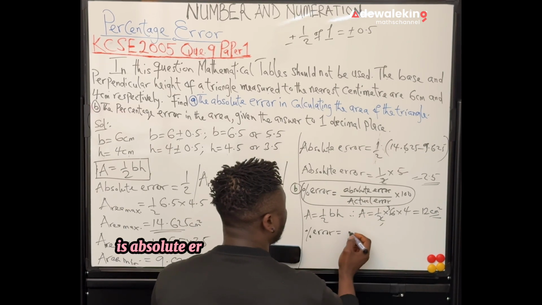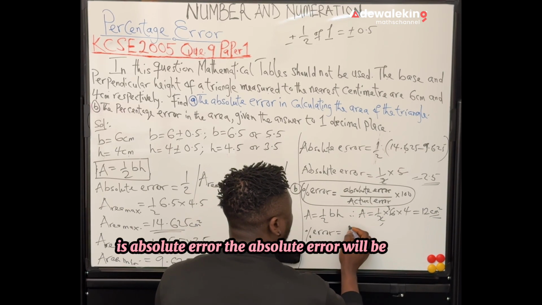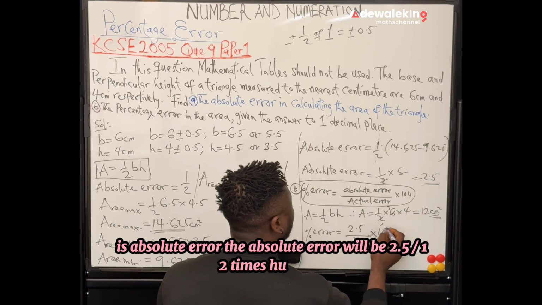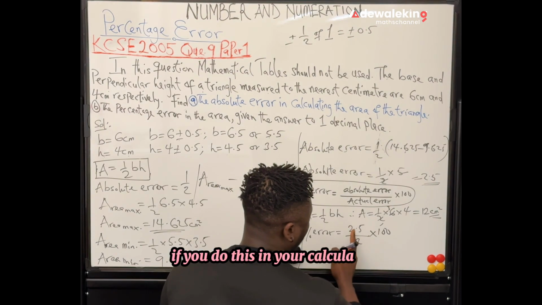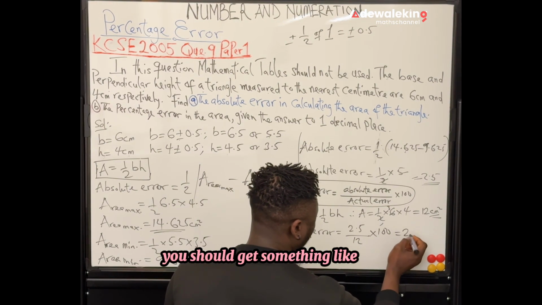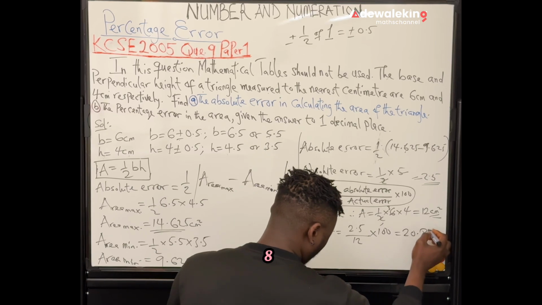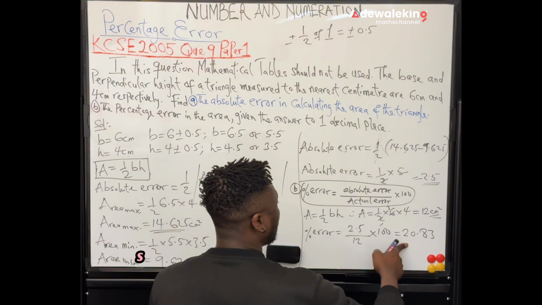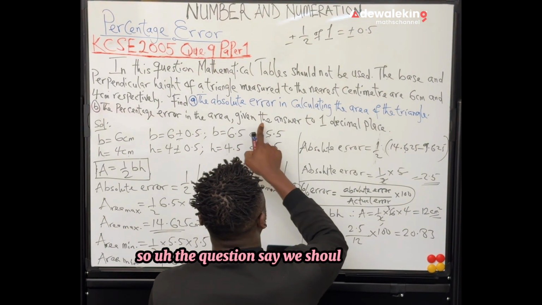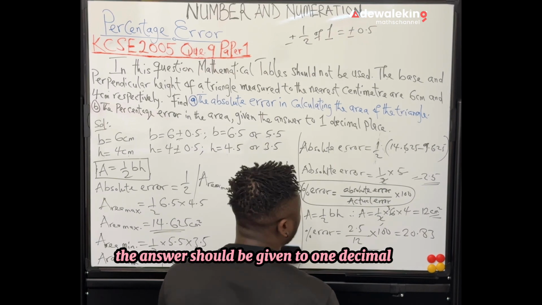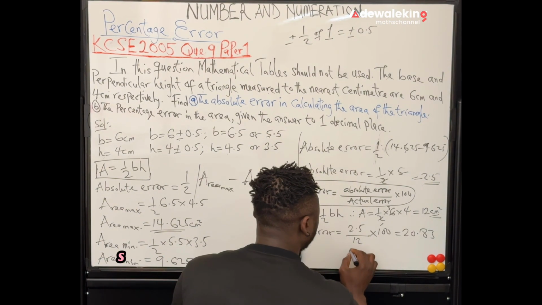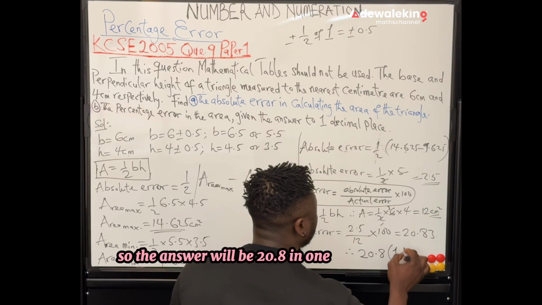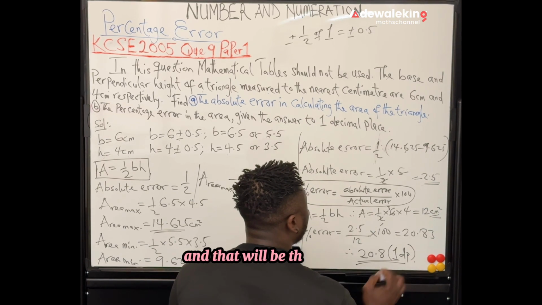So the percentage error is absolute error, which is 2.5, divided by 12 times 100. If you do this in your calculator, you should get something like 20.83. The question says the answer should be given to 1 decimal place. So to 1 decimal place, the answer will be 20.8, and that will be the answer.